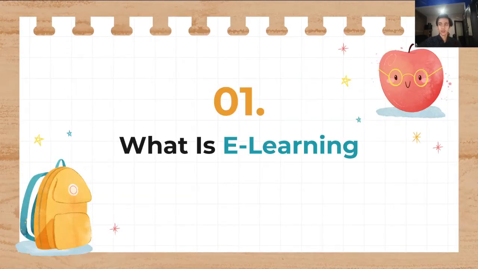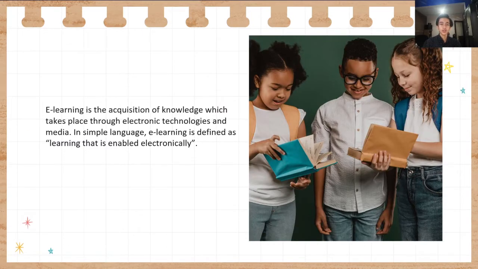First, what is e-learning? E-learning, also referred to as online learning or electronic learning, is the acquisition of knowledge which takes place through electronic technologies and media. In simple language, e-learning is defined as learning that is enabled electronically. Typically, e-learning is conducted on the internet, where students can access the learning material online at any place and time. Learning most often takes place in the form of online courses, online degrees, or online programs. There are many e-learning examples out there.